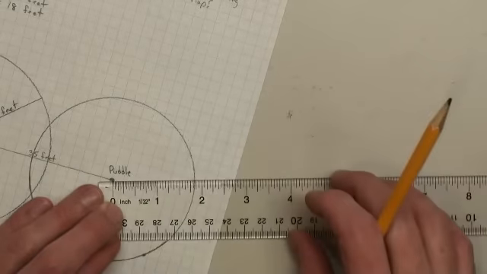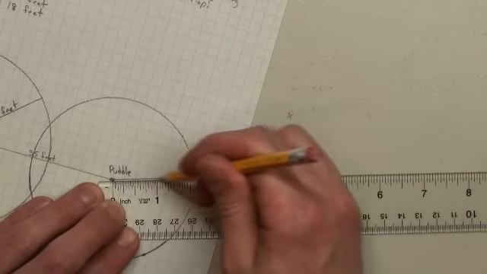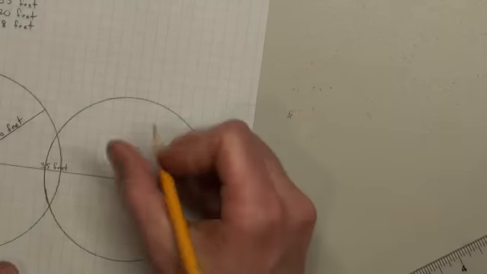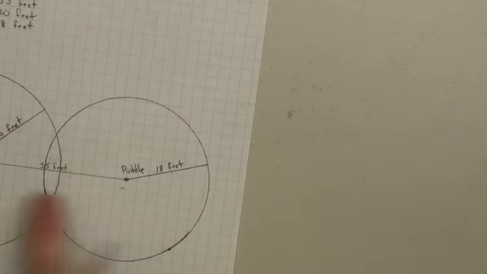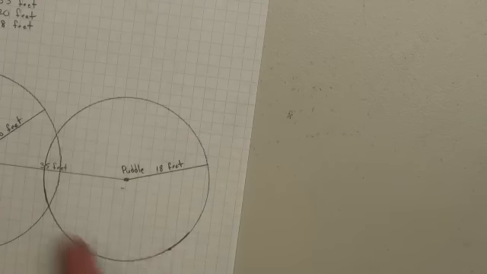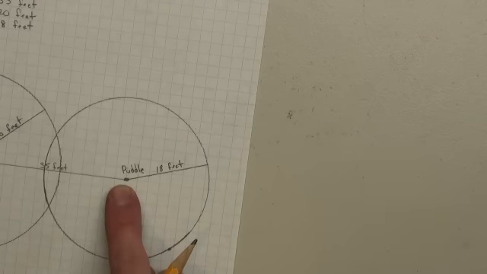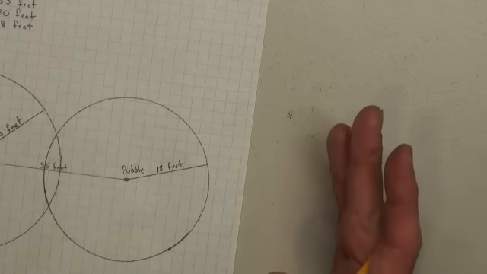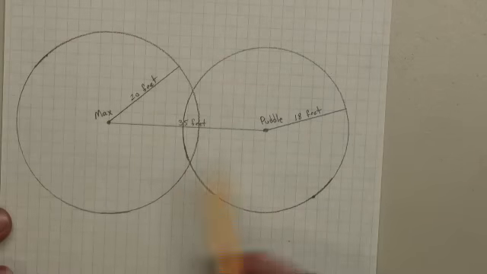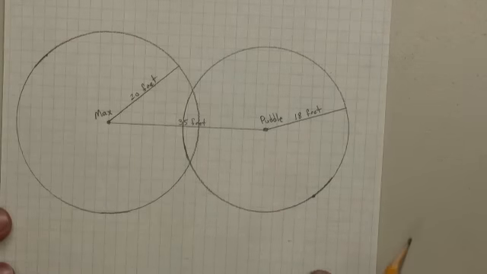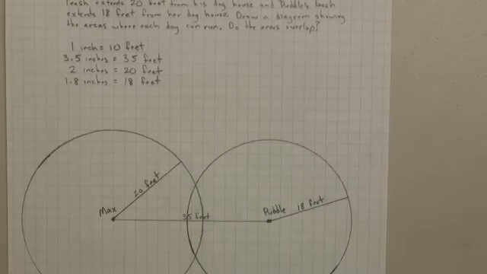Okay. And the radius of this circle is 18 feet. So here they are, 35 feet apart. This guy can go 20 foot around his stake or house, and Puddle can go 18 foot around her house. So this is a diagram showing the areas where the dogs can run. Max can run anywhere in this circle, and Puddle can run anywhere in this circle. So do the areas overlap?